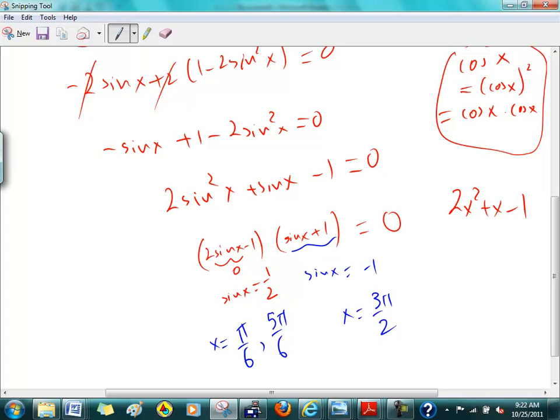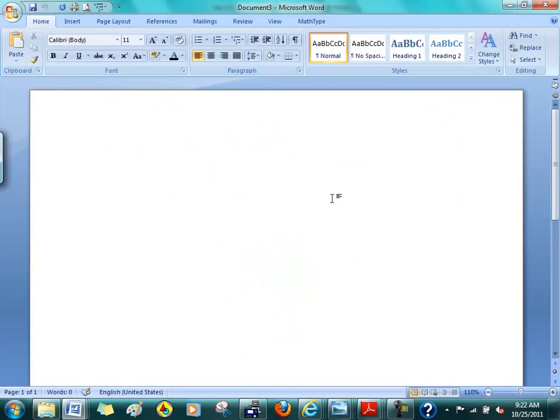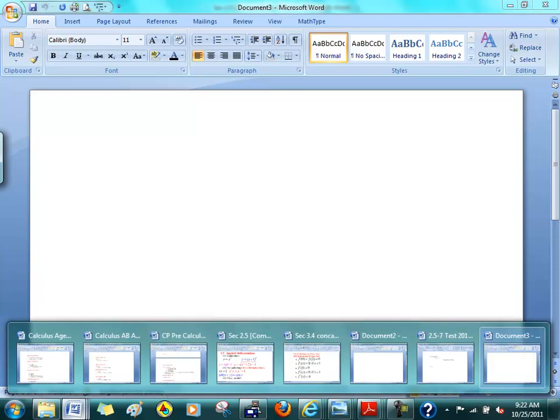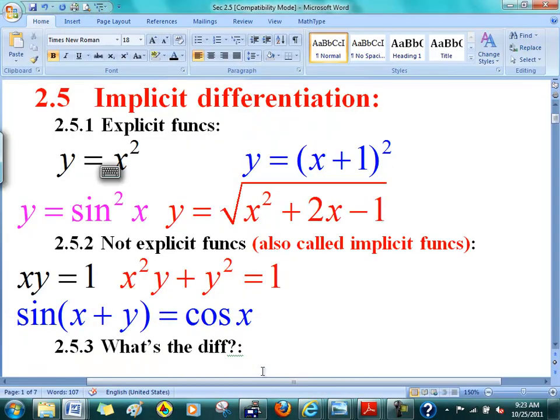Okay, can I move on to 2.5 then? You guys done with the chain rule? You've had enough of being chained? Chain rule is really important. Okay, 2.5, implicit differentiation. So where are we?